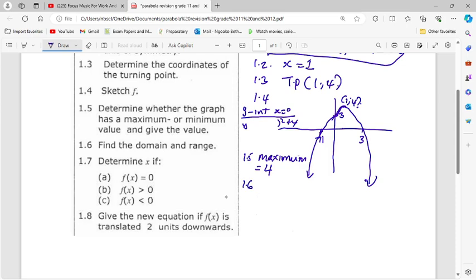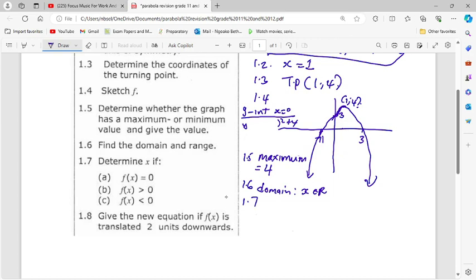Right, 1.6. Determine or find the domain and range. Alright, for domain we agreed that the domain will be x is an element of real numbers. So if you don't get it, go and look at the video for parabola 1 and parabola 2.